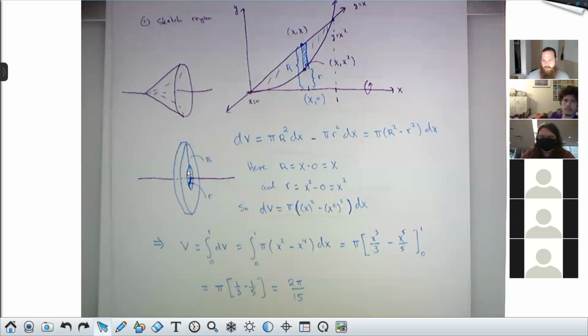Does that make sense? Yeah. Okay, cool. Other questions on this example before I move to a slight variation on this example? All right, let's do it.